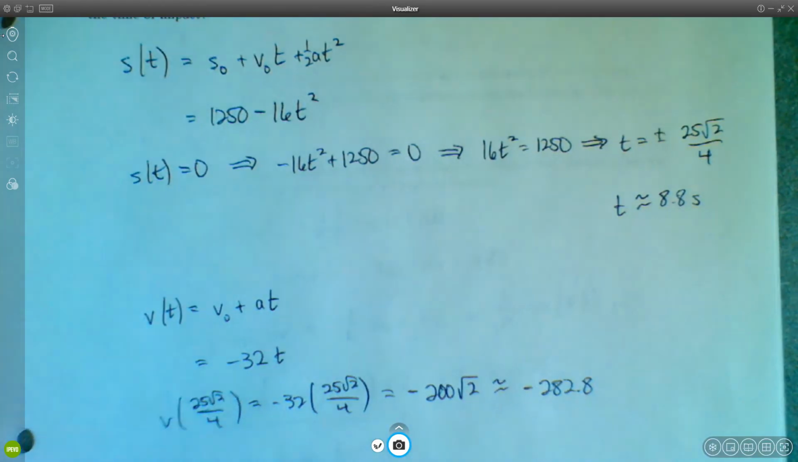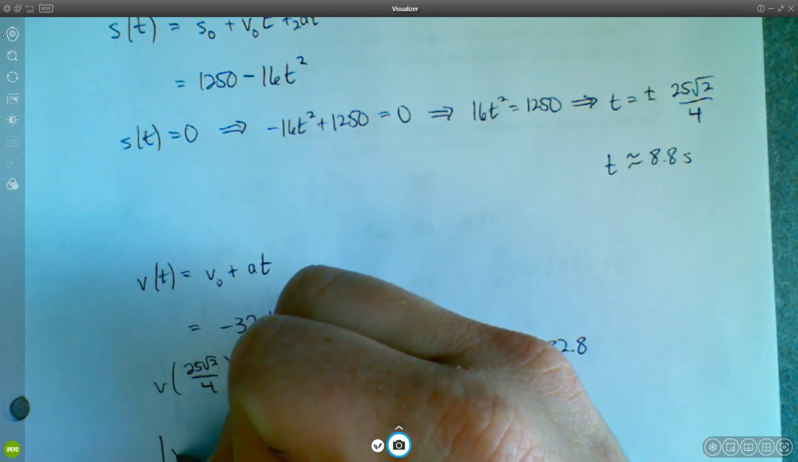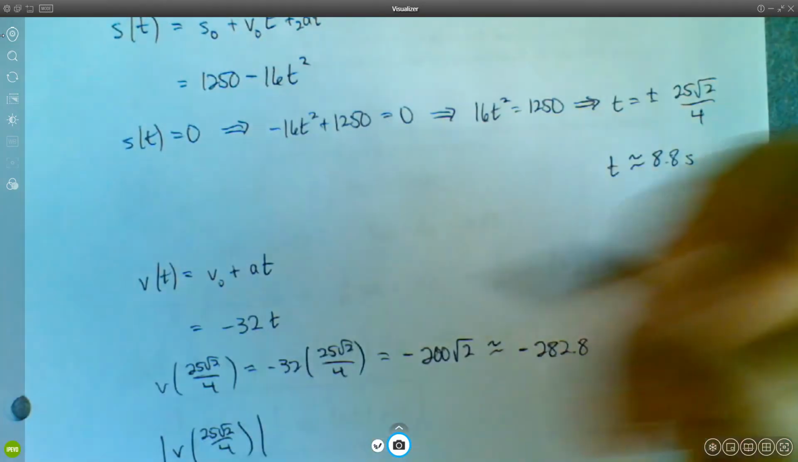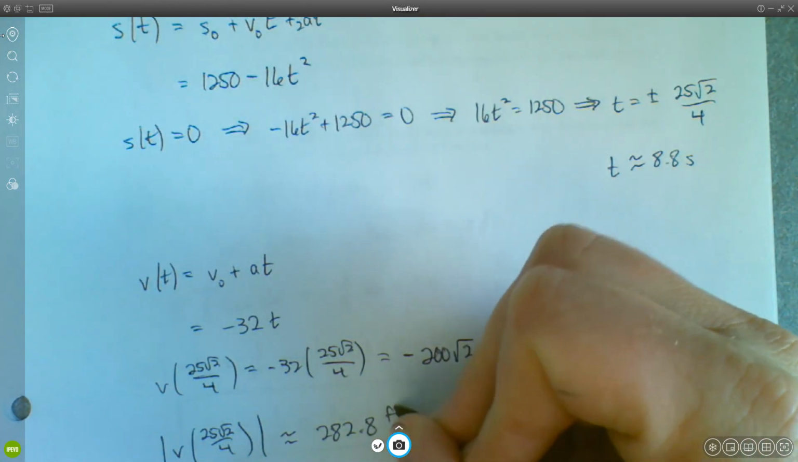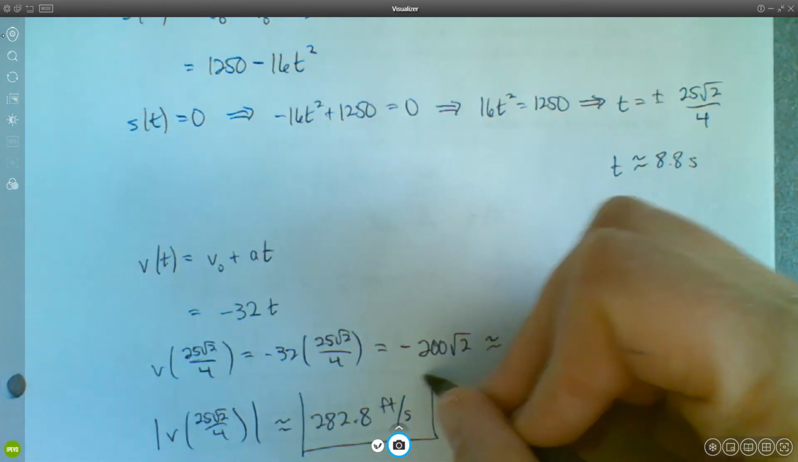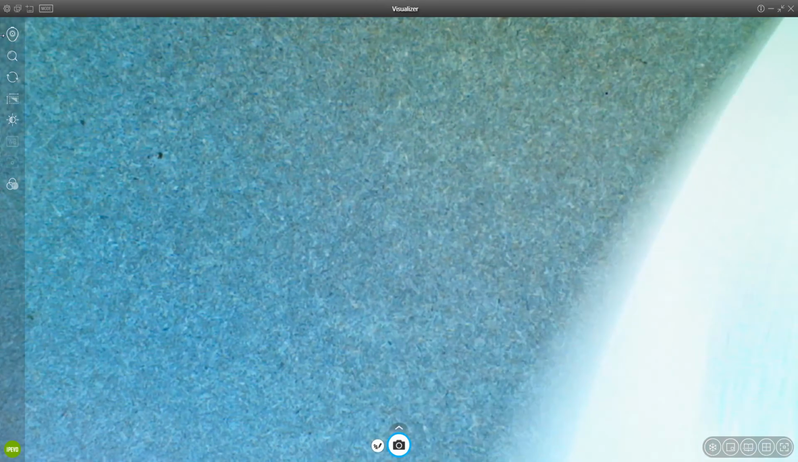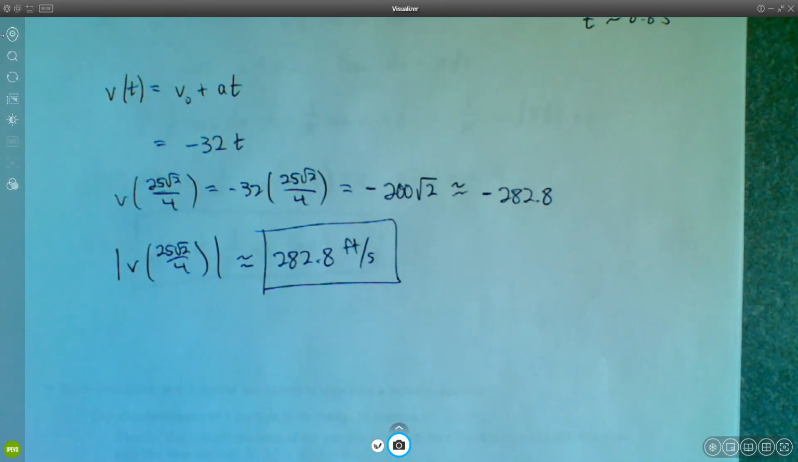That's really fast. Okay, so the speed, right, we would say absolute value of v of 25 root 2 over 4 is approximately 282.8 feet per second. That's fast. That's faster than Nolan Ryan can throw a baseball. Almost 3 times as fast. So that's really fast. It's almost like 300 miles per hour. Anyway, so that's that. That's all I have to say for this section.